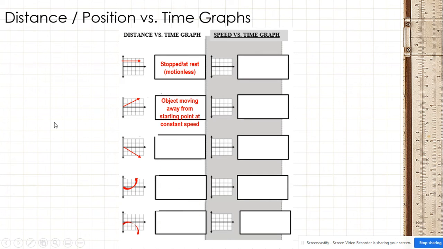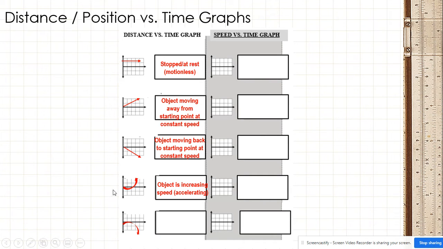The other way you may see this on a distance versus time graph is that the line is going straight up, or increasing distance. We say that this means that the object is moving away from the starting point at a constant speed. And with the line going down, or decreasing distance, we say that the object is moving back towards the starting point at a constant speed. So it's moving backwards, which is the reason for the distance decreasing.